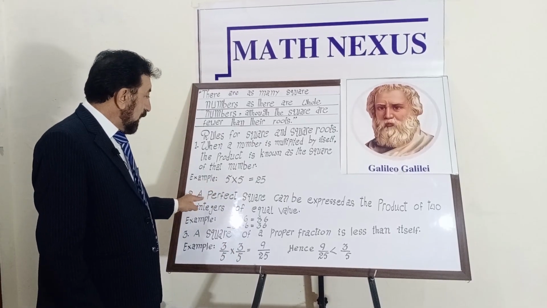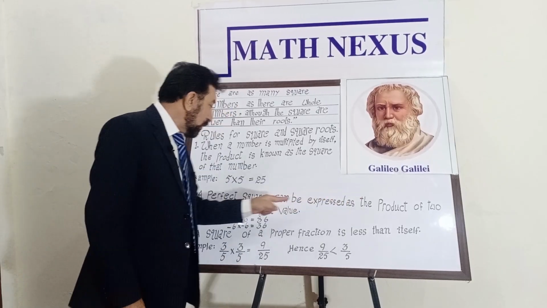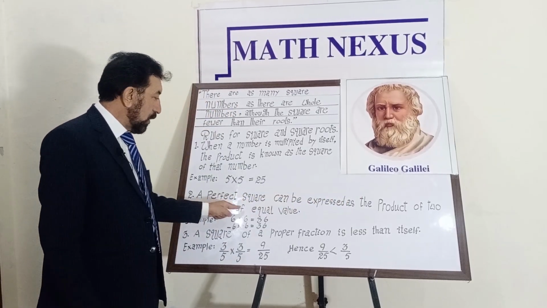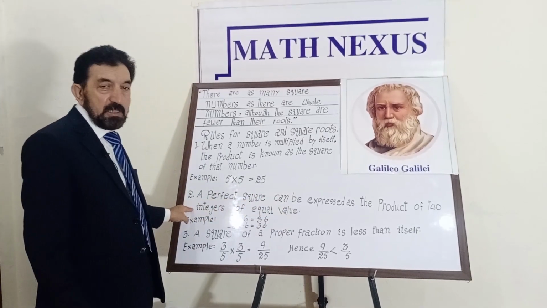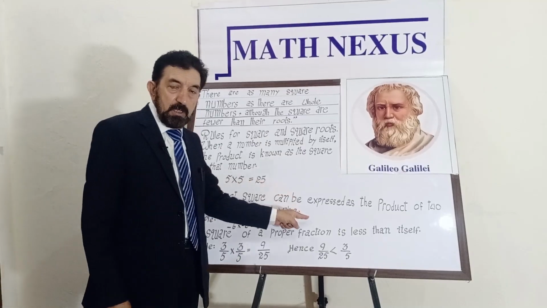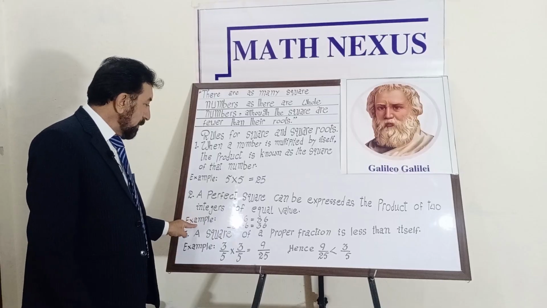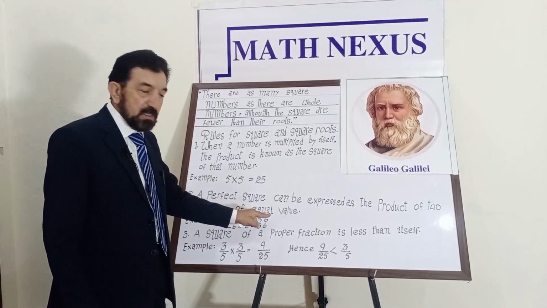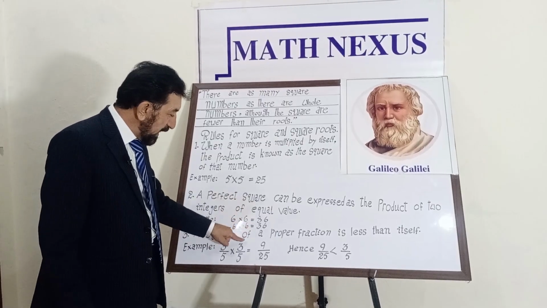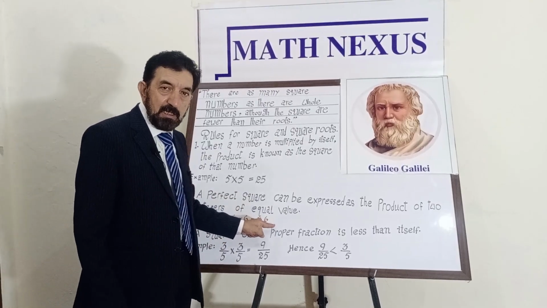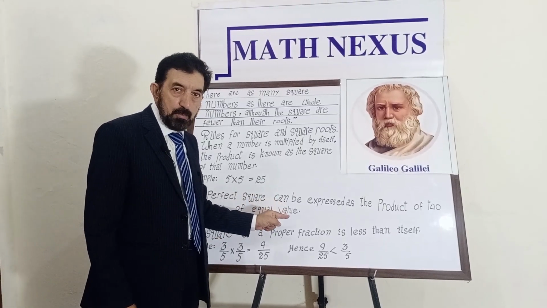Second rule, a perfect square can be expressed as the product of two integers of equal value. Now, what are integers? Integers may be positive or negative. Example, 6 into 6 equal to 36 and minus 6 into minus 6 equal to again 36, as minus into minus equal to plus.